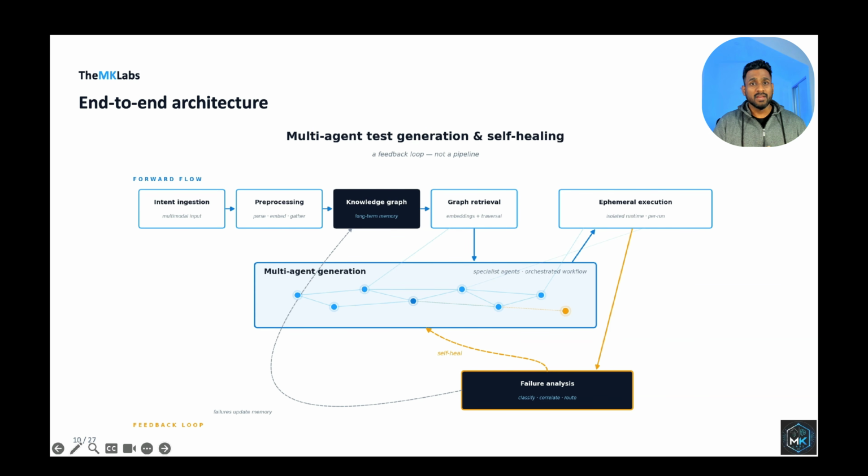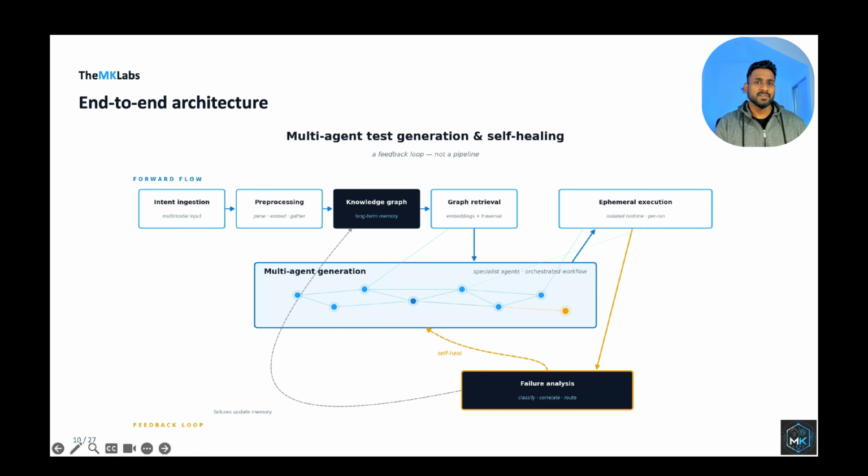On top of that, we have retrieval and reasoning. Whenever a task comes in, the system doesn't just operate on the current input. It pulls relevant historical and contextual data. And this is where GraphRAG becomes powerful. Because we are not just retrieving similar text, we are retrieving meaningful relationships.